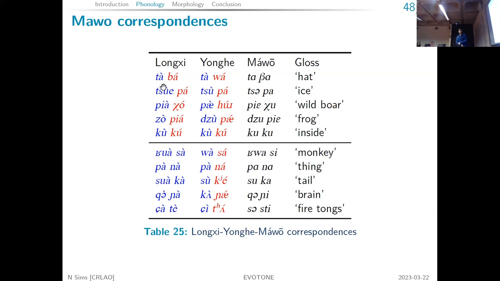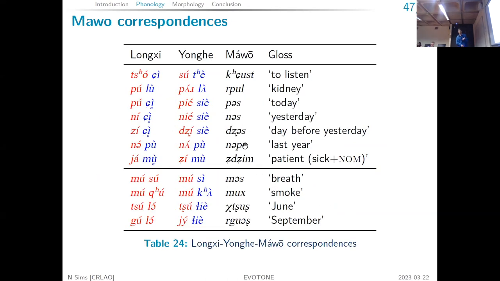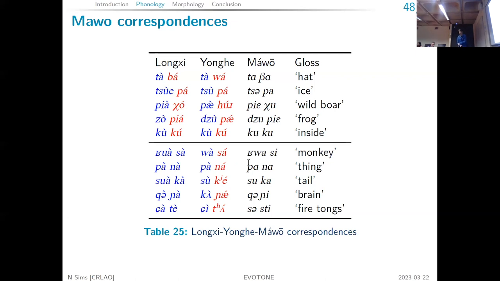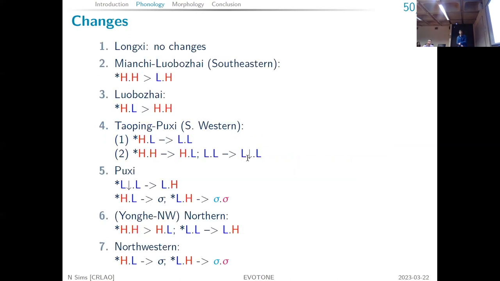For the forms which have low initial, so low-high and low-low, in Mo, we just did a disyllable with no real pitch pattern to speak of. So it's not that these are tonal, but they just don't contrast with these anymore because they're separate syllable structures. Does that make sense? Okay. So we can schematize this and say high-low becomes a monosyllable, low-high becomes kind of a disyllable. And you can think of this as one change where this change results in these being not contrasted with anything else. So we have this list of changes.